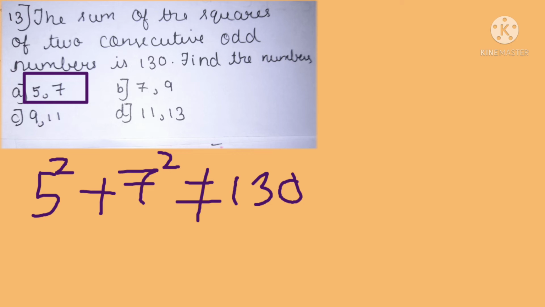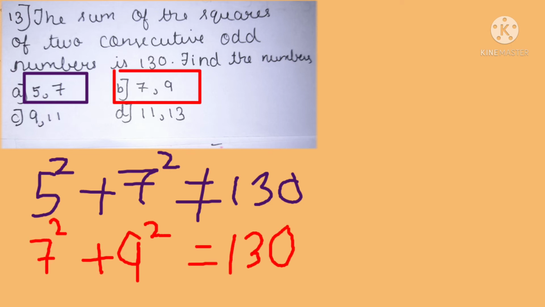So let's check with option B. So 7 square is 49 plus 9 square is 81. 49 plus 81 gives the answer as 130, so the option will be B. So this question is also absolutely based on the options. If we check the other two options, that is C and D, we don't get 130, so the option will be absolutely B.